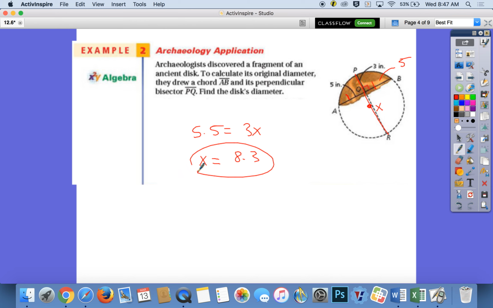Okay, so I have my x here. Now I need to find PR, so the length of PR is going to be 8.3 plus 3, which is 11.3. So this problem is a good little one because it pulls in some previous knowledge that we talked about a few days ago.